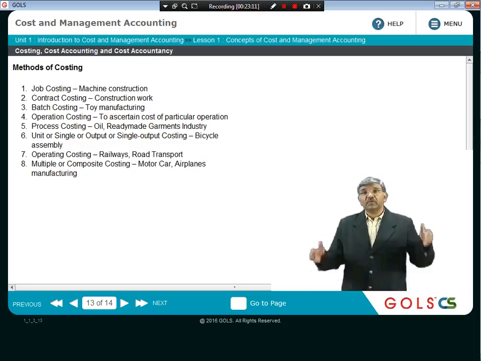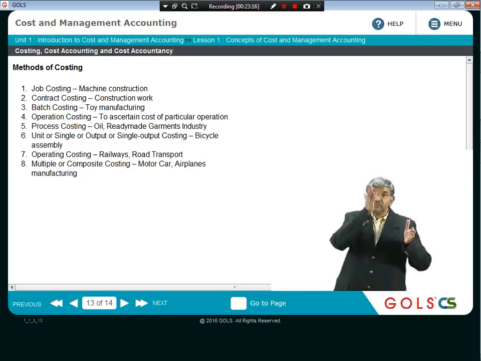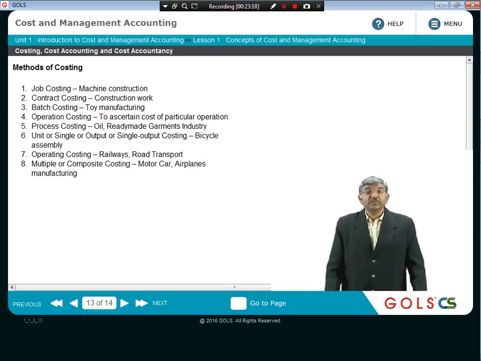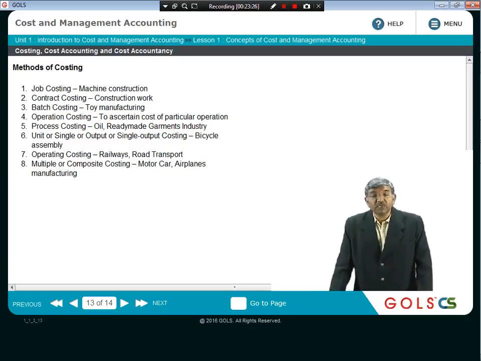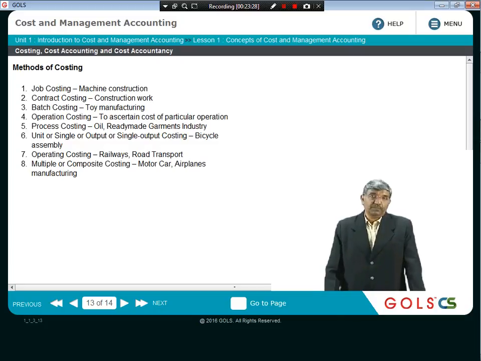Process costing, whenever the raw material is converted into the finished product, that entire production procedure is divided into different stages. That time you can utilize process costing to calculate the cost of every stage of a production. Every stage of a production is called a process, and accordingly we can decide the cost. The oil manufacturing industry, a ready-made garment industry, a bakery product industry, or a dairy product manufacturing company, such companies utilize process costing.